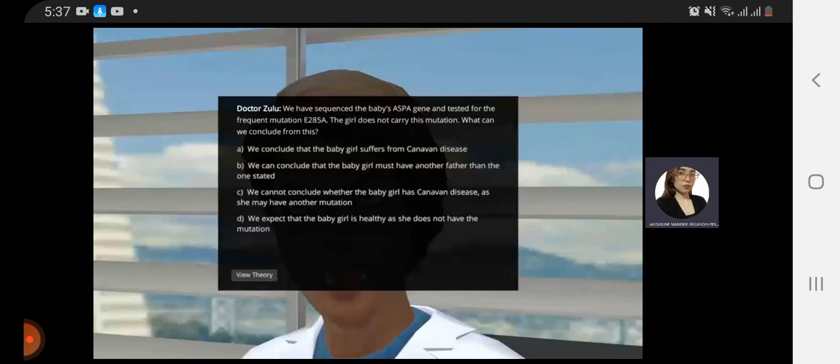We have sequenced the baby's ASPA gene and tested for the frequent mutation E285A. The girl does not carry this mutation. What can we conclude from this?